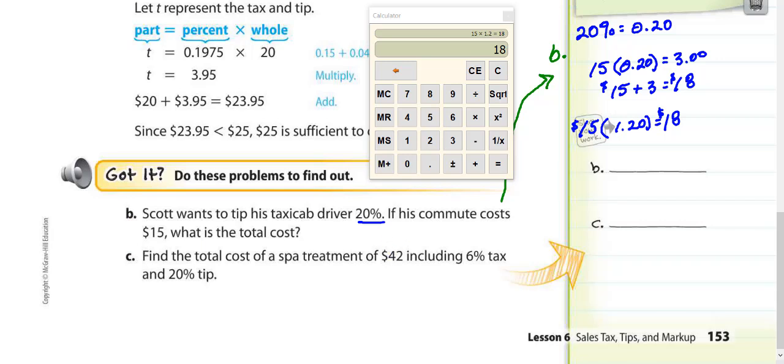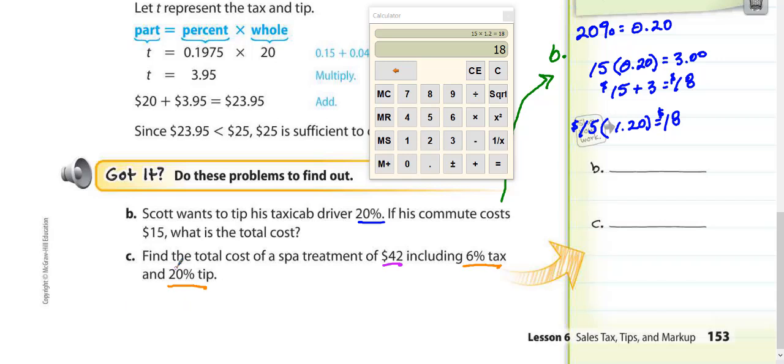So this time they're giving us a combo. $42 is what the spa treatment costs. We have to include 6% tax, and we want to leave a tip. Tax you don't get to choose. If they say there's tax, you have to pay the tax. Tips, you get to pick whether or not you want to. But it was a great spa treatment. We're super relaxed now, so we're going to leave a 20% tip.